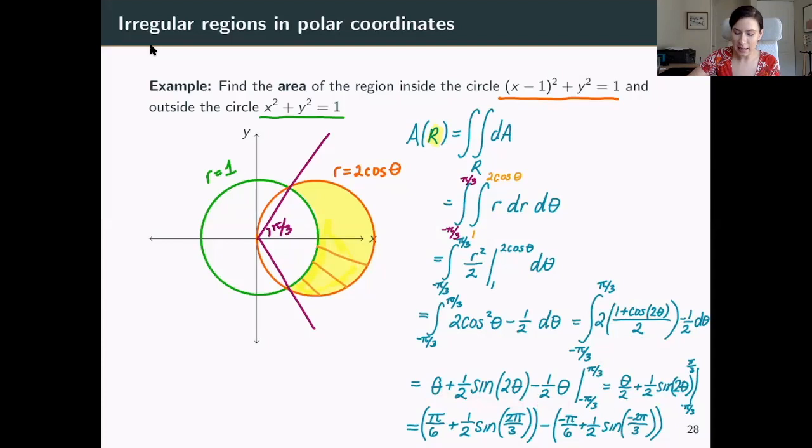Finally, we've taken the antiderivatives, so now we just need to evaluate. I did a little bit of extra algebra, noticing that theta minus 1/2 theta will leave me with a theta over 2. And then evaluating from negative pi over 3 to pi over 3 gives me this as my expression for the area highlighted in yellow here.